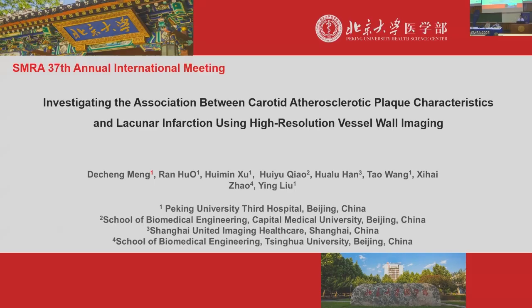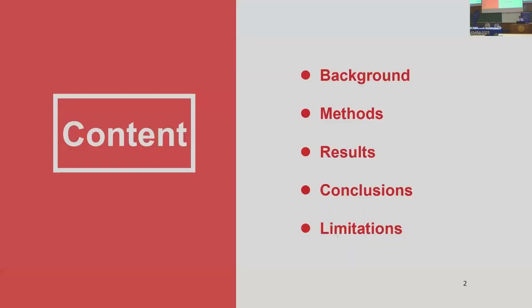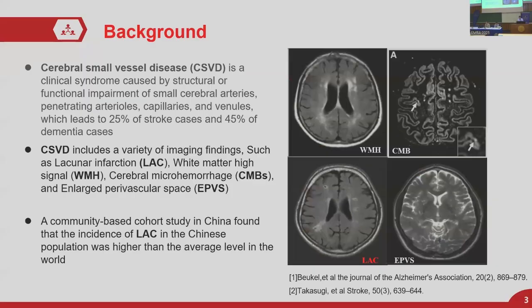Hello, everyone. It's a great honor for me to attend this annual meeting and present my research topic. I come from Peking University Third Hospital. The topic of my presentation is investigating the association between carotid atherosclerotic plaque characteristics and lacunar infarction using high-resolution vessel wall imaging. I will present the report in the following 5 parts.